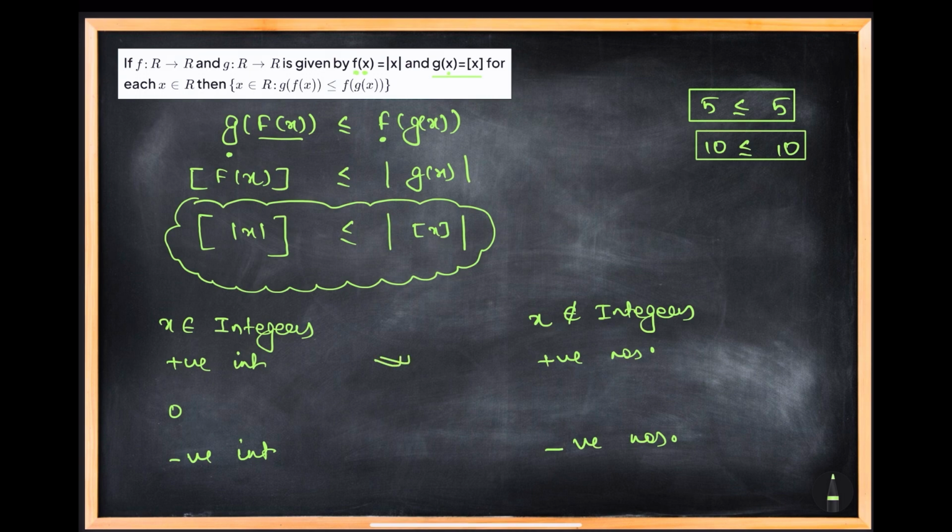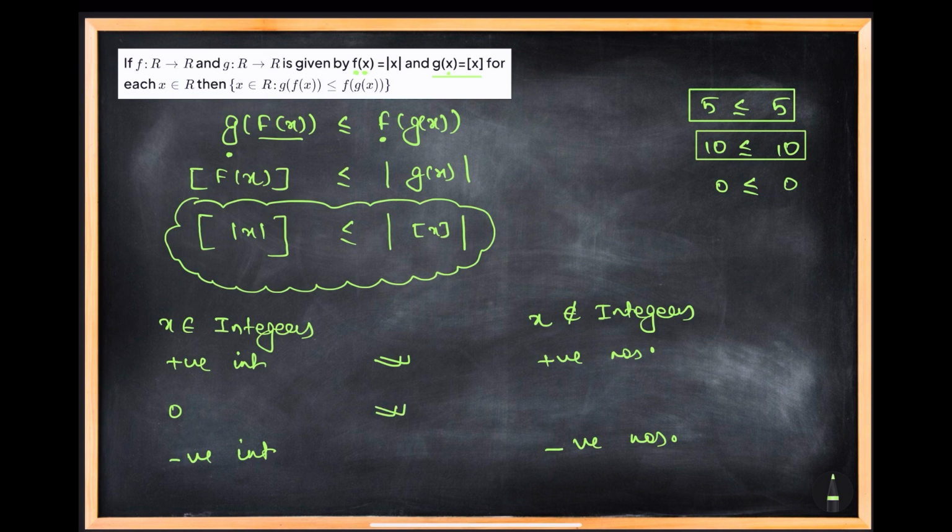Now think about 0. In positive integers they are holding equality. Now what is box 0? Box 0 is 0. And mod 0 is 0 again. So this side we got 0. And mod 0 is 0. And then box 0. Box 0 is 0 again. So this also holds true.